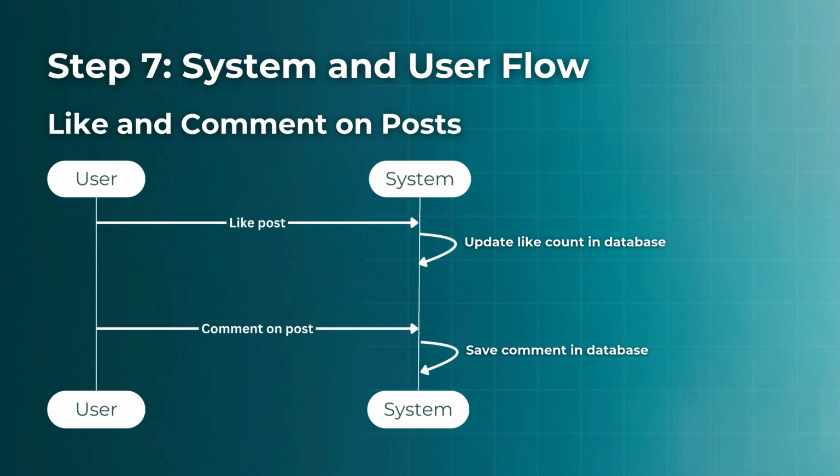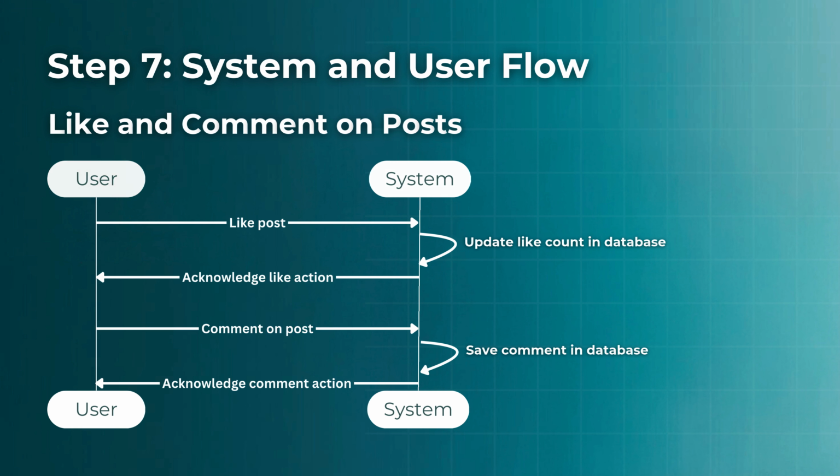Each like or comment is recorded in the database, keeping everything organized and ready for retrieval. Finally, the system updates the post in real time. It displays the new like count and the user's comments so that everyone viewing the post sees the latest activity. And that's how liking and commenting work, smooth and simple for the user, with all the heavy lifting done by the system in the background.